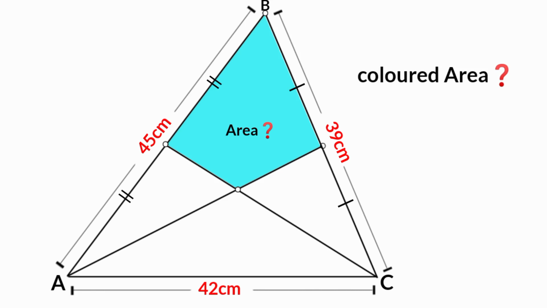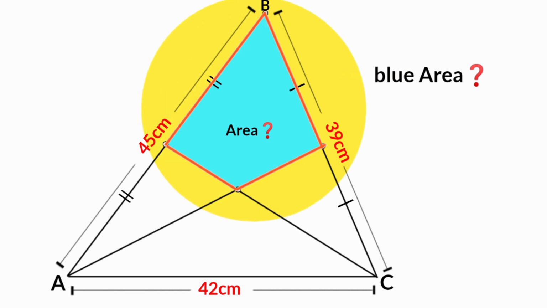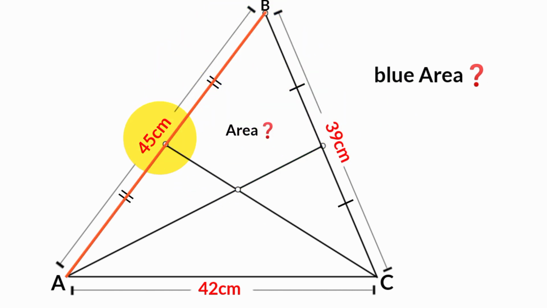Hello, good day friends. In this question, we are to calculate the colored area, that is this blue quadrilateral. We have the length of this side to be 45 centimeters. This side is 39 centimeters and this side is 42 centimeters.